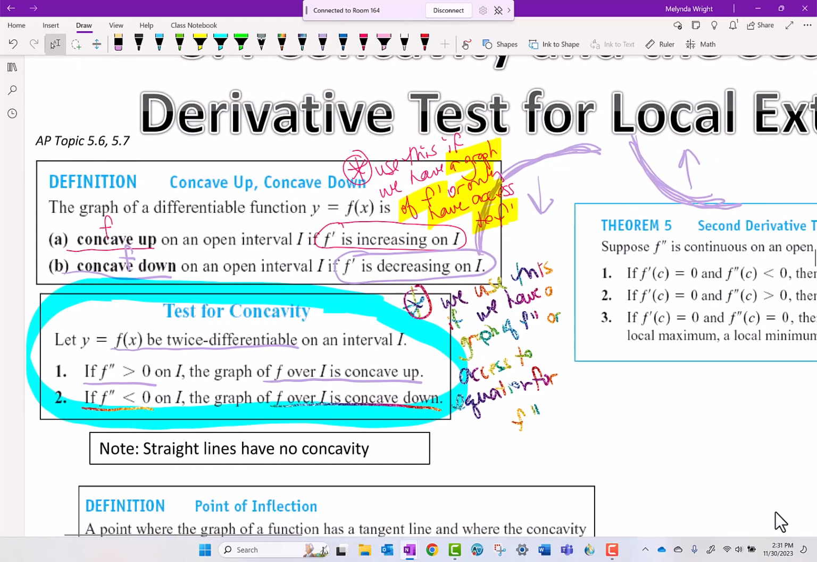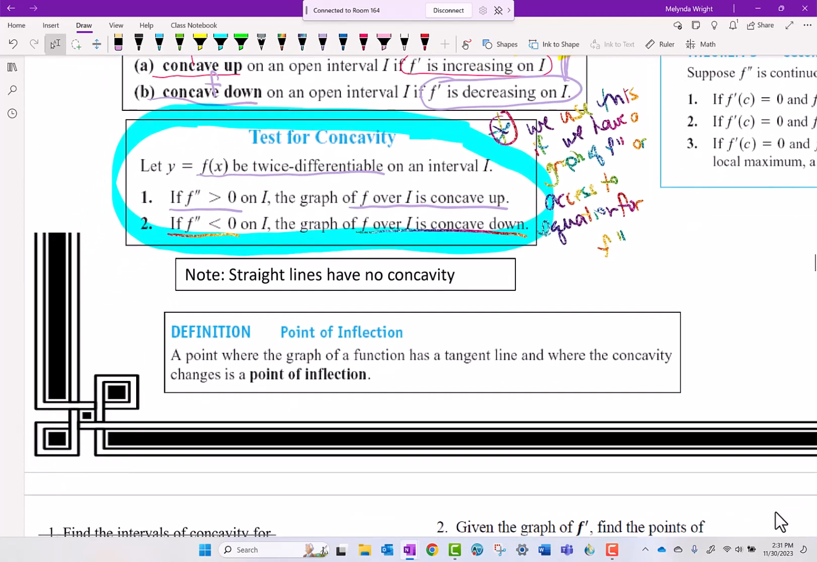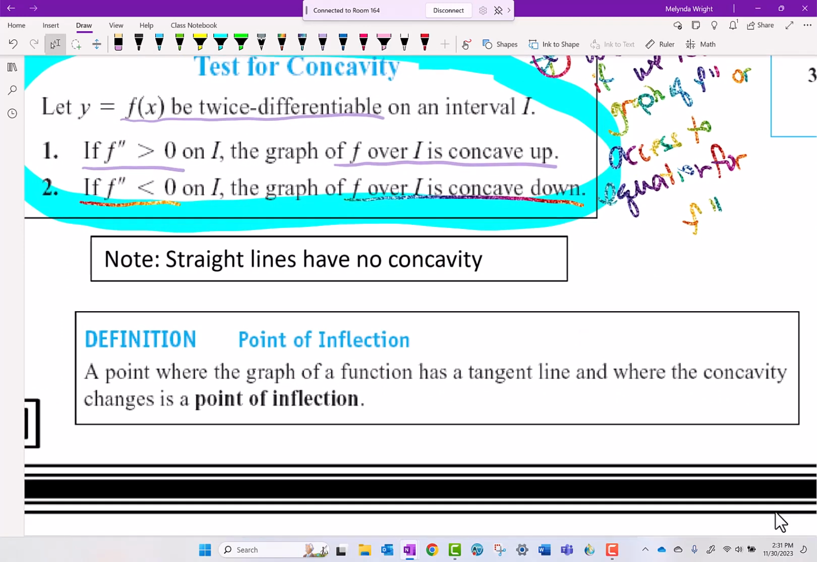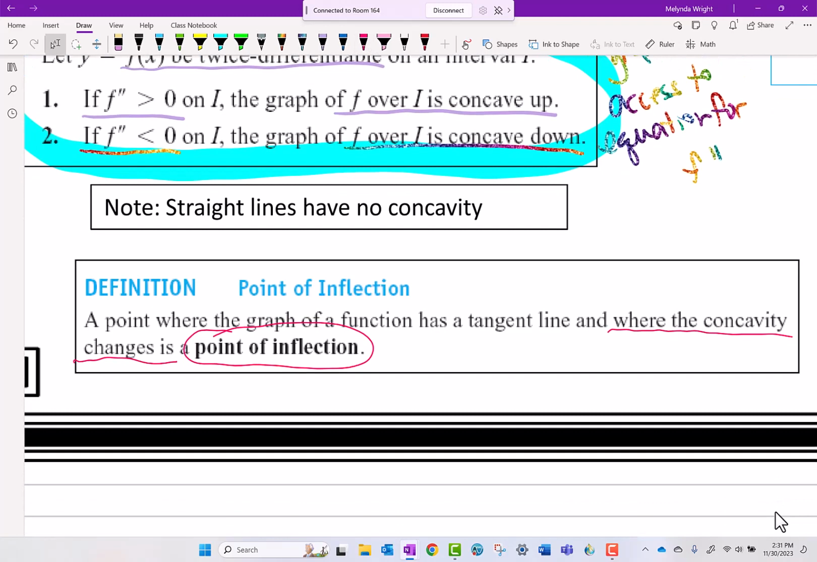So let's look at the one other thing to do with concavity, and that's called a point of inflection. A point of inflection is specifically where the concavity changes. Where the concavity changes is the point of inflection, and they will ask us to find those. So how do we determine if the concavity changes? What tests do we use? Let's just write ourselves a note.